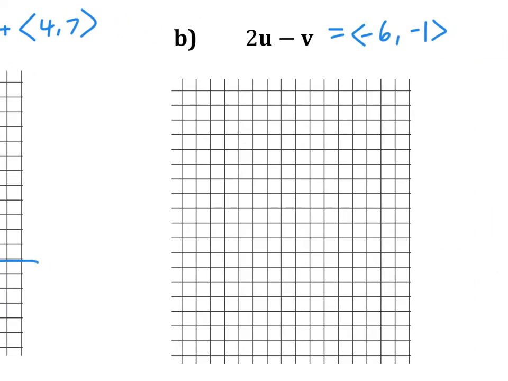All right, let's go ahead and try 2u minus v. All right, we're going to start with u and v. U is -1, 3. V is 4, 7.